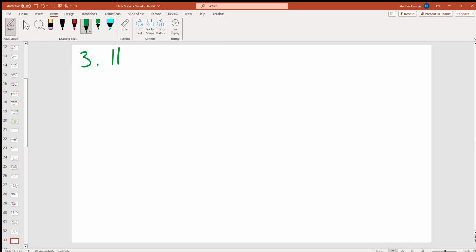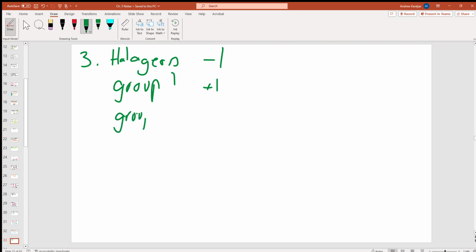Now, the following are a number of general rules that we'll follow most of the time. Halogens are usually -1. Group 1, usually +1. Our group 2 elements, generally +2.